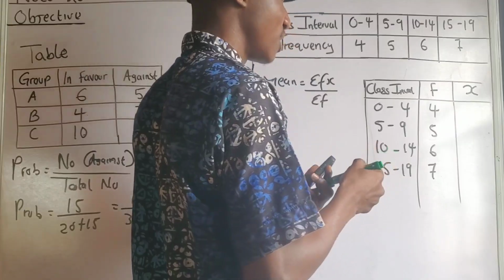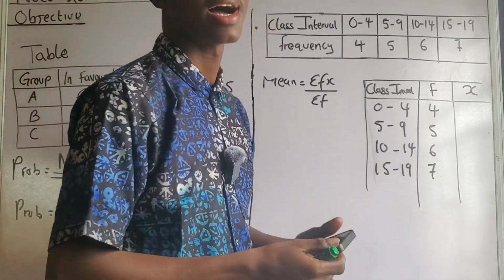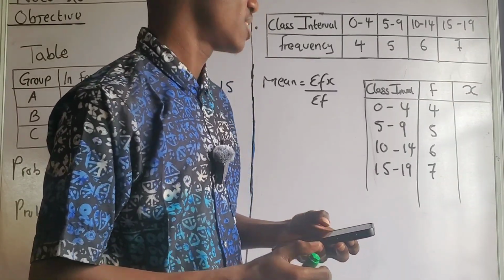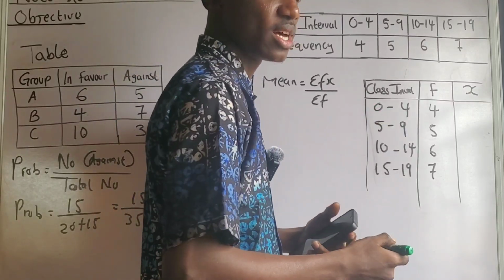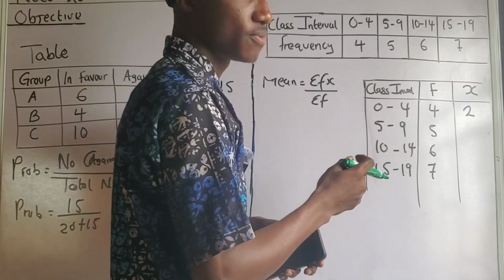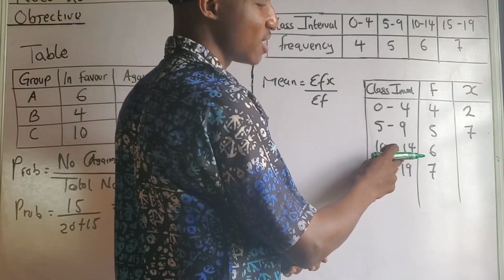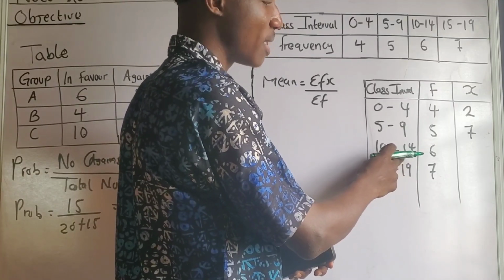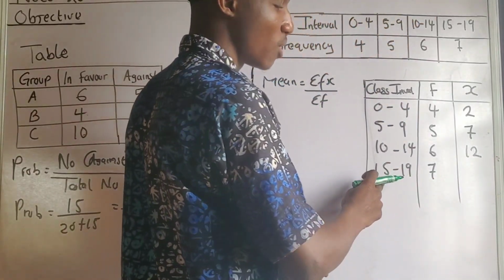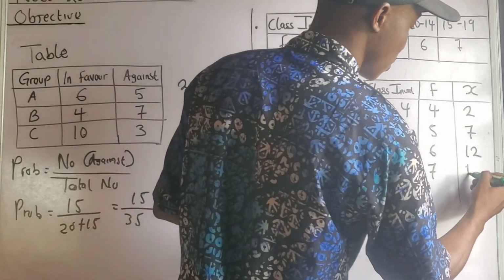Now to get the value of x for each class interval, you have to sum the upper class limit and the lower class limit, then divide by 2. By so doing, you have the midpoint. So for this, I'm going to have 0 plus 4 divided by 2. That is 2. 5 plus 9 is 14, 14 divided by 2 is 7. 10 plus 14 is 24, 24 divided by 2 is 12. 15 plus 19 is 34, 34 divided by 2 is 17.